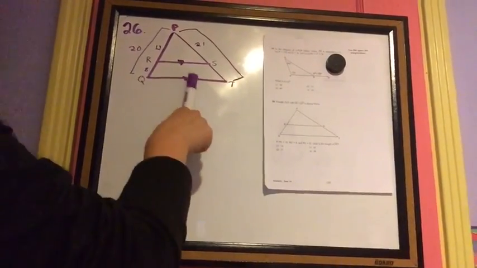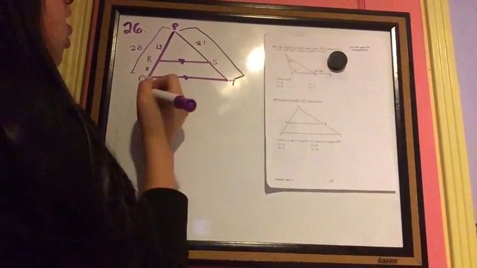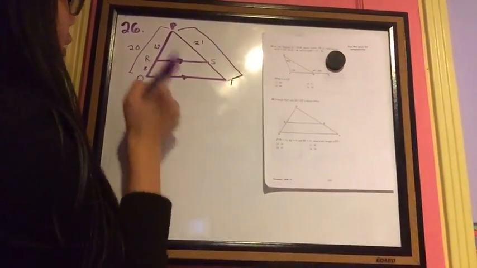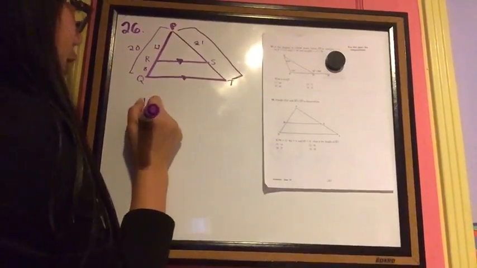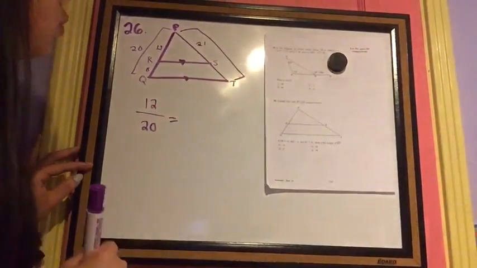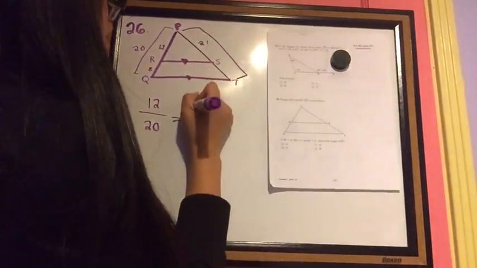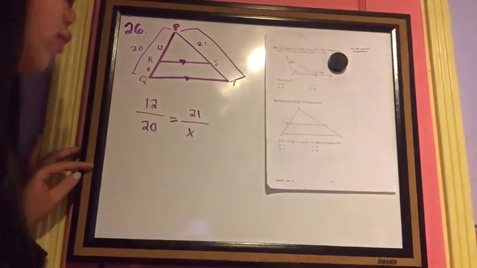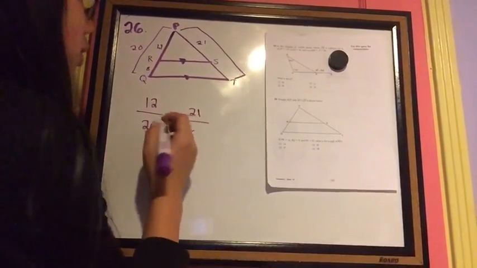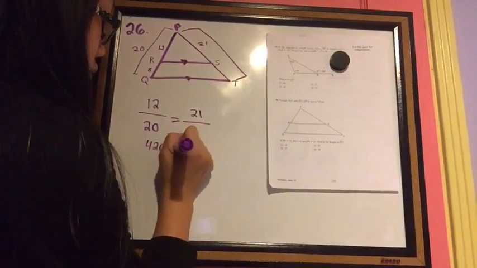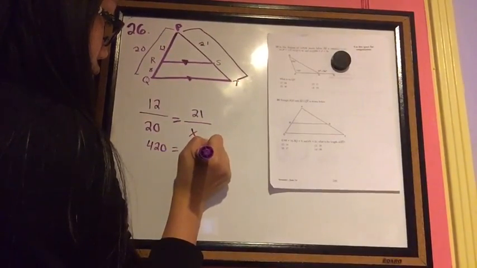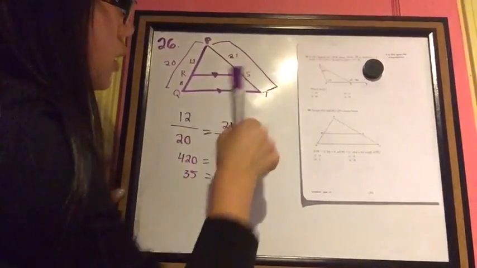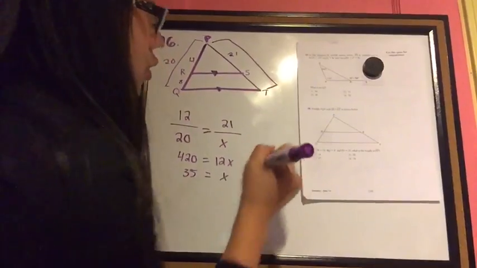So, because these two lines are parallel, we can use a proportion. So let's say 12, PR over the whole thing, which is PQ, which we found to be 20, is equal to the part, which is 21, over the whole, which we are trying to find. So from here, you can cross multiply. So PT is equal to 35, which is answer 3.